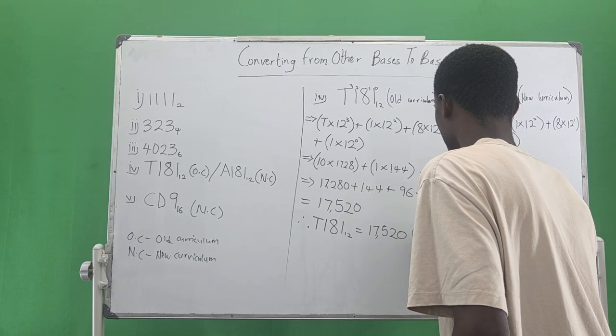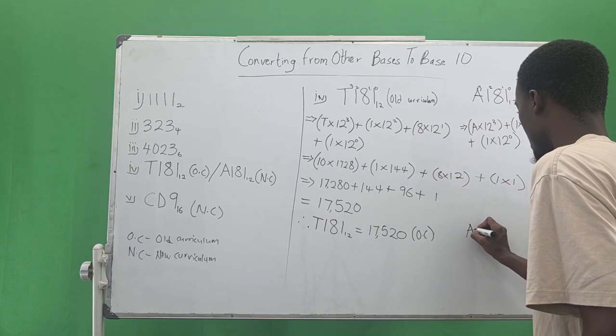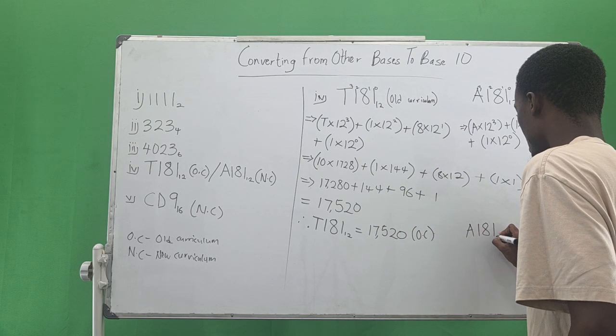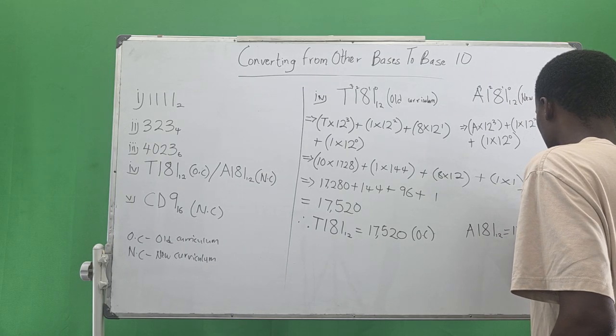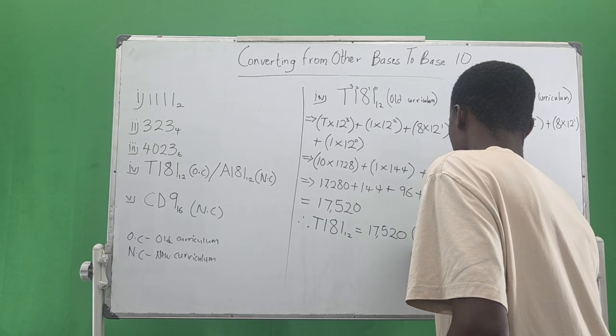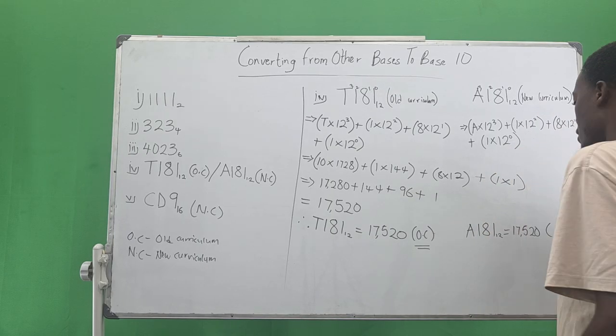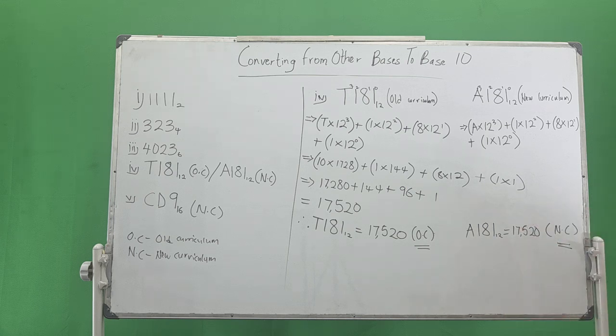So this is the old curriculum. For the new curriculum, it will still be what? A1, so it's equal to what? 17,520. It will still be the same. Whether for the old curriculum or the new curriculum, it's still the same. Just that in the new curriculum, it has been changed from T and E to A and B. So A is base 10, B is base 11. Okay. So that's how you solve IV.